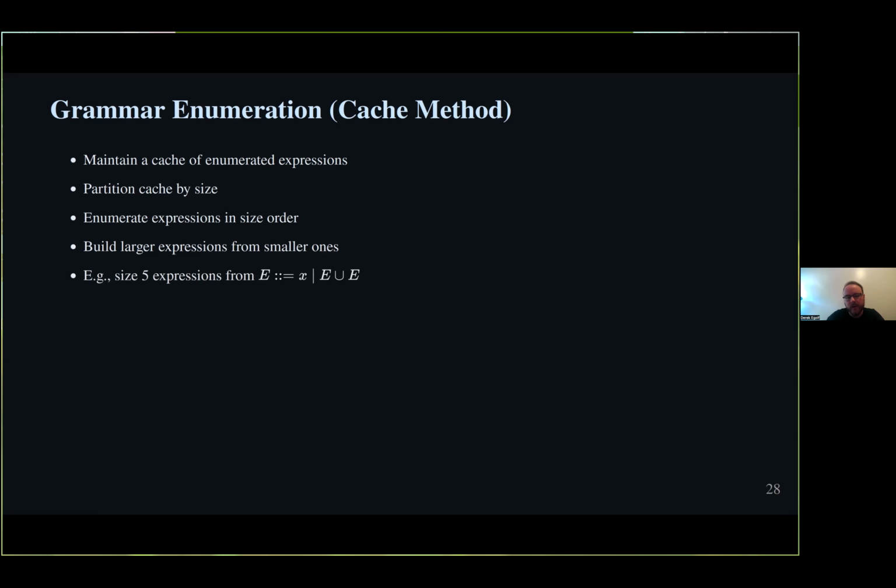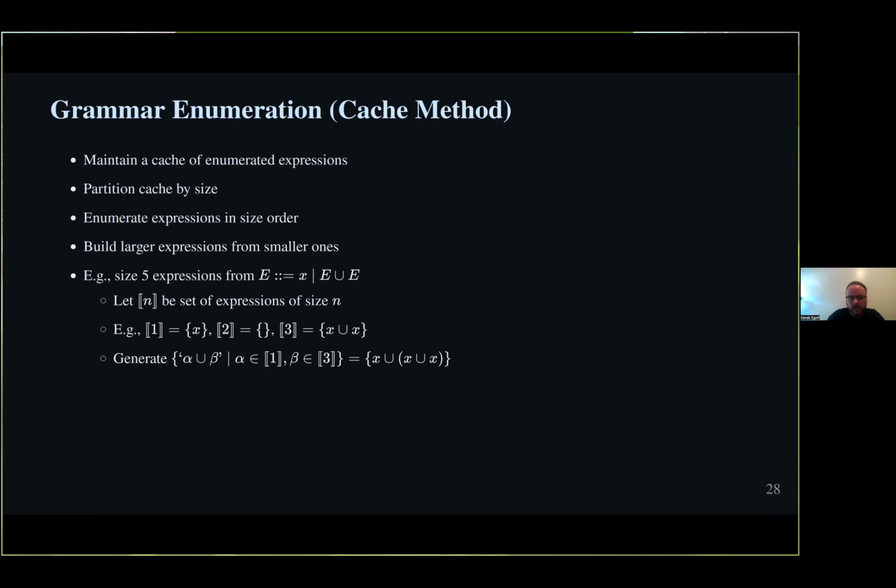For instance, if we want to enumerate the size 5 expressions from the grammar we saw before, we're going to assume that we have sets of smaller expressions lying around. In this case, there's one expression of size 1, 0 expressions of size 2, 1 expression of size 3. And so we're going to look at all of the ways to sum to 4, because the 5th symbol is the union.